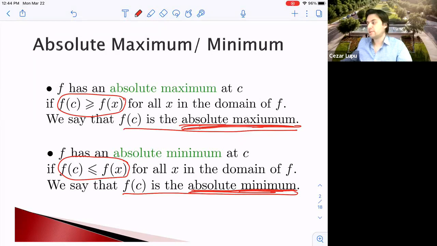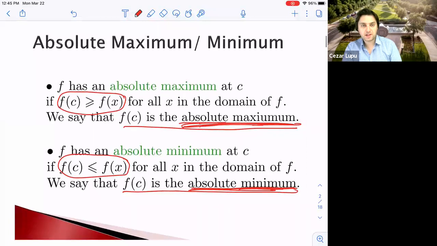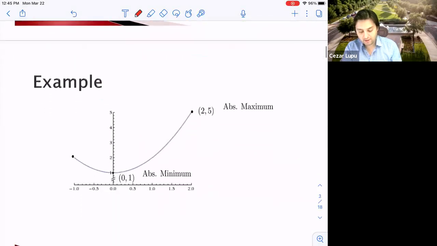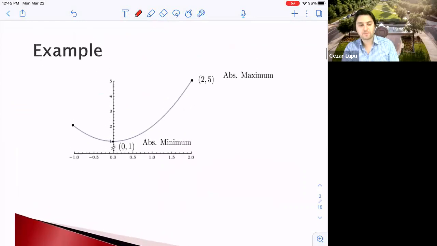Now we would like to see some examples of how these 2 look on the graph of a function. Just one more second to look at these definitions, so keep that in mind. Now let's look at examples. I have the following example in mind. Look at the graph of this function.